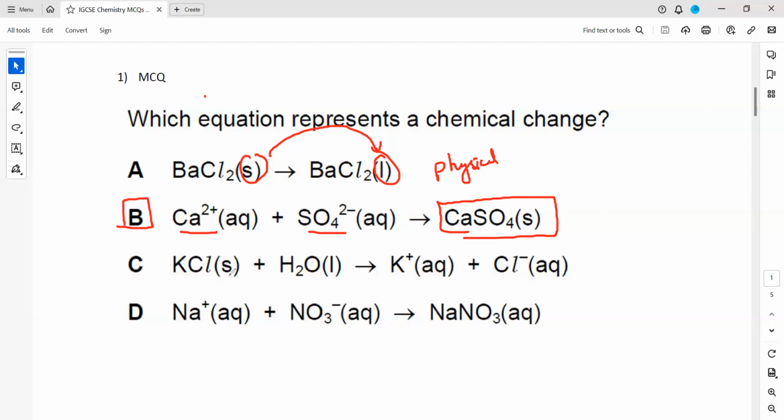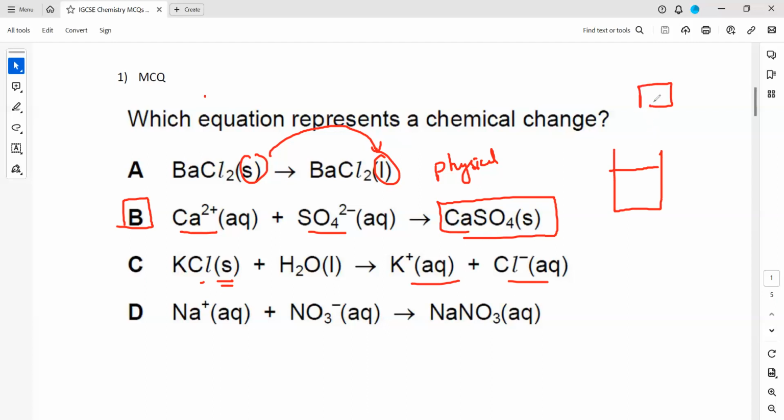When you check option C, potassium chloride is there, which is solid. When we add this to water, it turns into potassium ion and chloride ion. So what actually happened? It's dissolving. Dissolving is not a chemical change. Dissolving is a physical change.